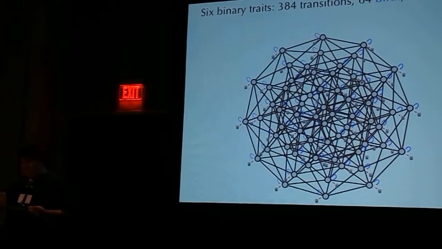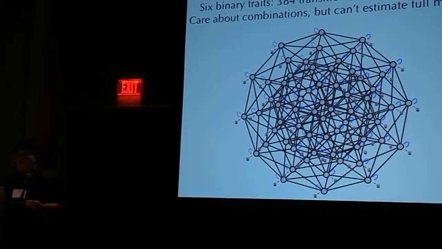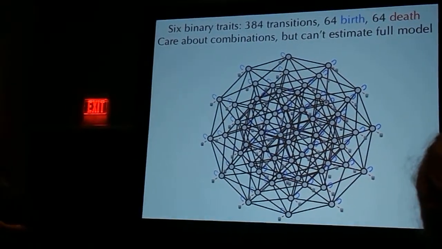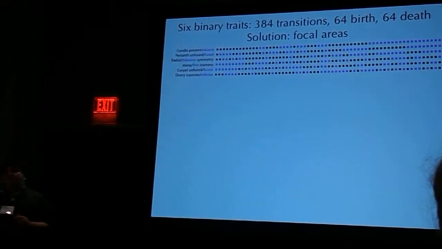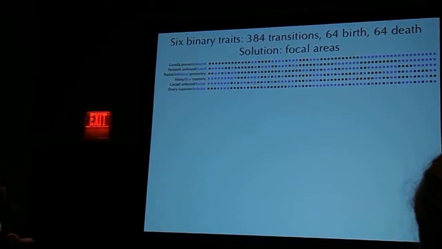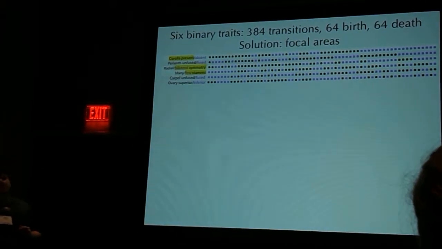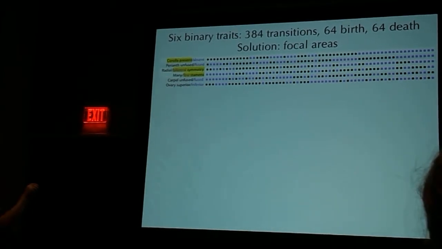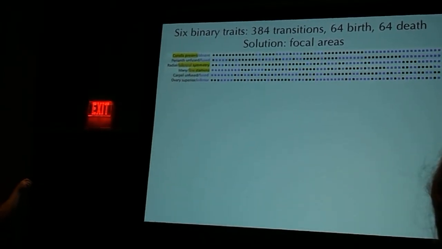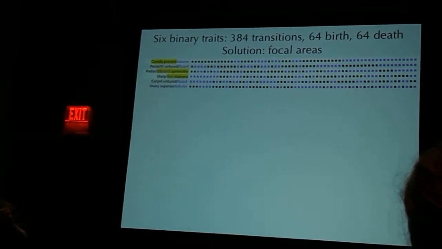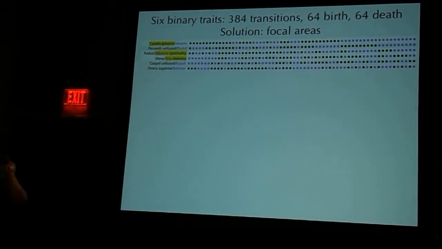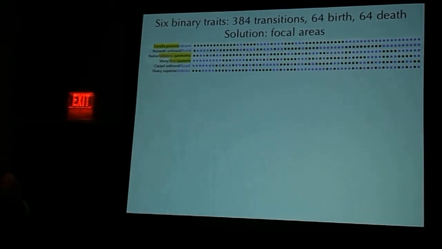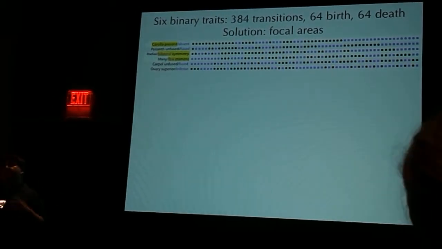So how do we solve this? We care about these combinations, but we can't estimate this full model. So our solution is focal areas. Imagine we had a hypothesis about just this particular trait combination: having corolla present, bilateral symmetry, and fused stamens. We say, you're special. You have a faster diversification rate, or lower diversification rate, or somehow unusual relative to other plants.